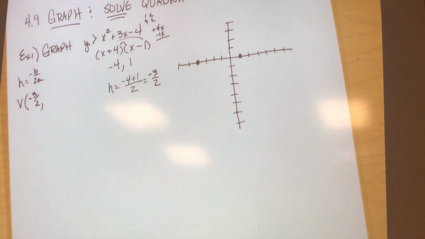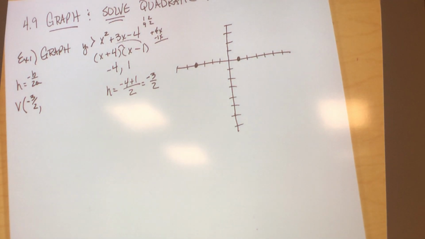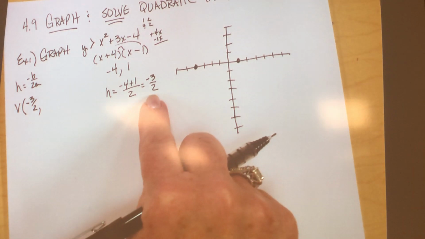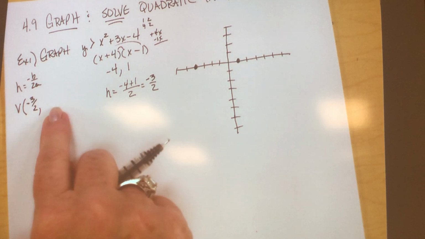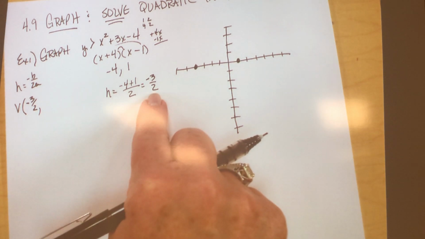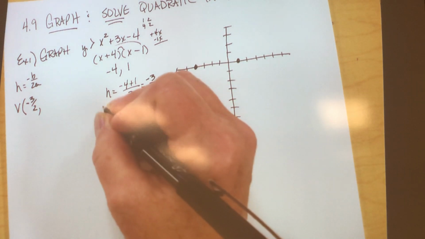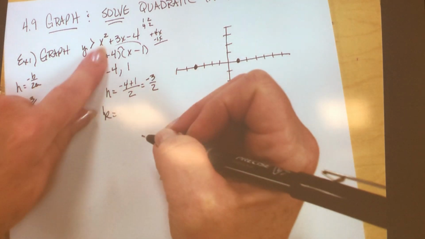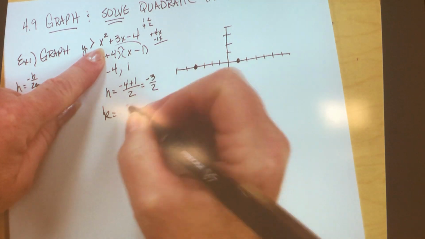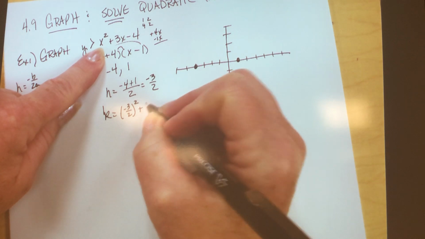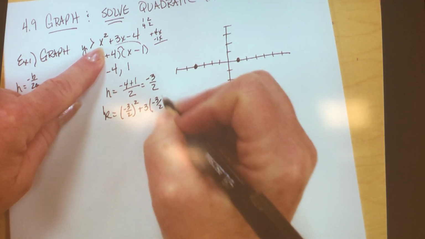Now how do I find the y? Yeah, people plug it in. Plug it in. People, that's an 8th grade skill. Come on, we got to know how to graph. Okay? So this is h, he's x. For what's my y? It's just like a t-chart. Take this guy and plug him in up there. Are you with me? So k, which is the y coordinate, is equal to, I'm right here, x is -3/2 squared plus 3 times -3/2 minus 4.